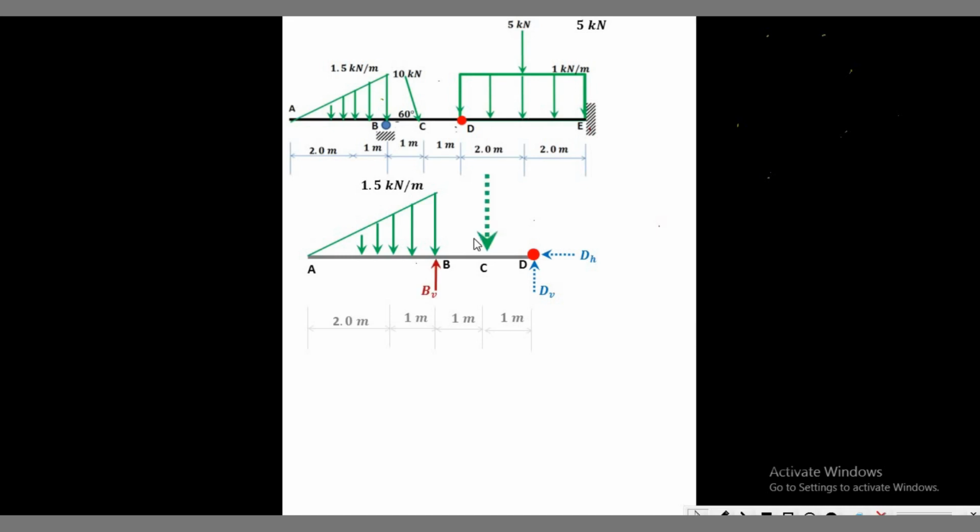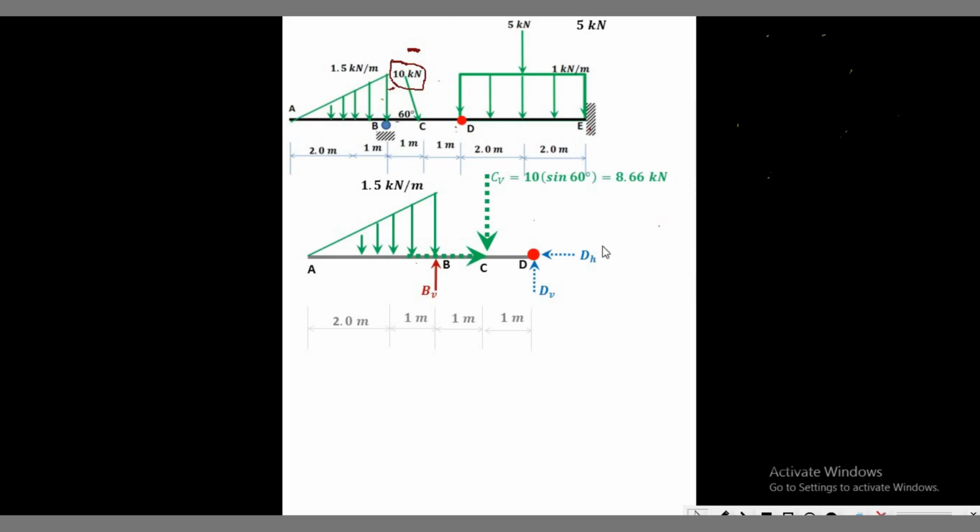Now, kay point C, kung mapapansin ninyo, meron ako dito itong 10 kilonewtons na to, nakaslant siya. So, since nakaslant, meron akong vertical and horizontal component ng 10 kilonewtons. So, paano ko makukuha yung vertical component ng load kay point C? That is 10 times sine 60 degrees. That is equal to 8.66.